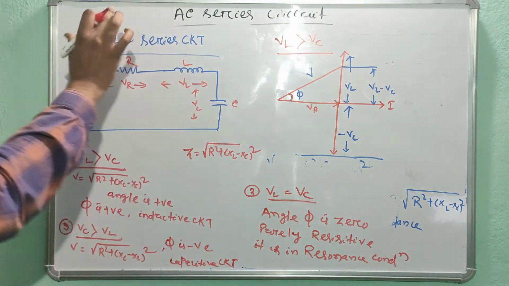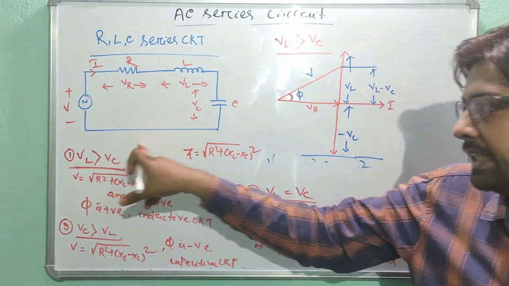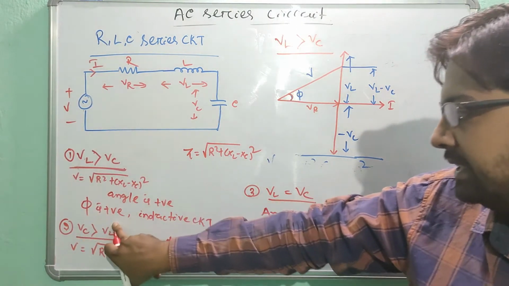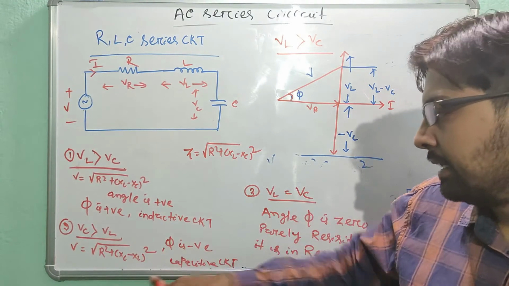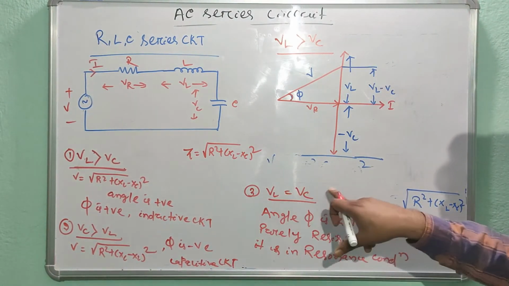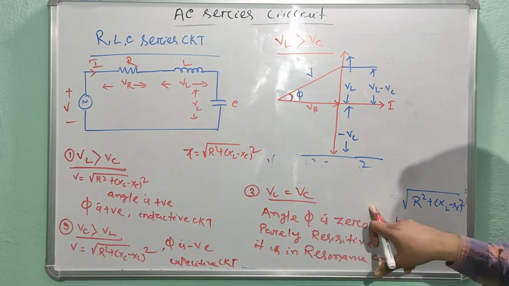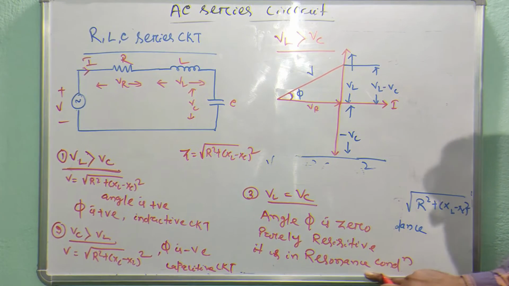So for the RLC series circuit, you conclude three points. For VL greater than VC, phi is positive, inductive circuit. For VC greater than VL, phi is negative, capacitive circuit. And for VL equal to VC, phi is 0, resistive circuit. This resistive circuit is your resonance condition.